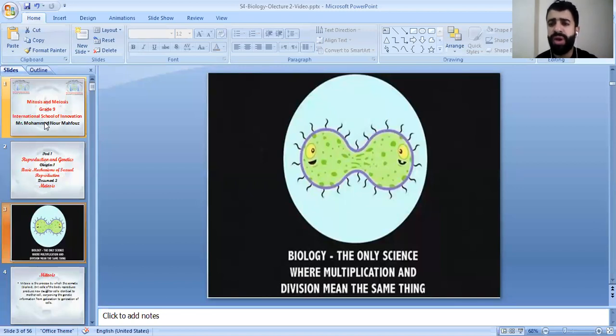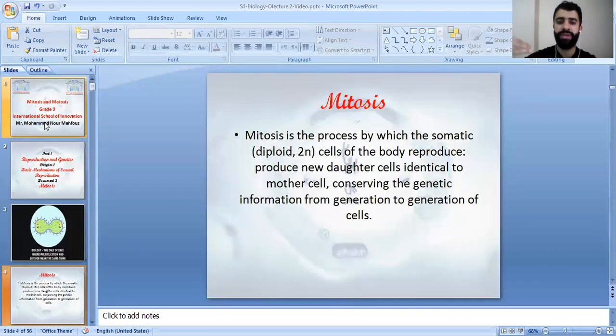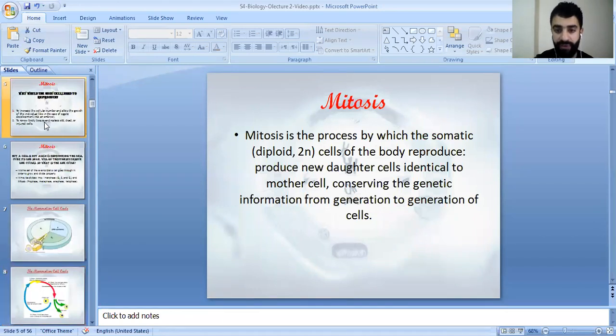First, I'm going to start with the mitosis process. Before, you have to know a small piece of information: biology is the only science where multiplication and division mean the same thing. They mean increase in number. So mitosis is the process by which the somatic cells of the body reproduce. Pay attention, this is the difference between mitosis and meiosis. The diploid cells produce new daughter cells. These daughter cells are identical, the same as the mother cell, and they conserve the genetic information.